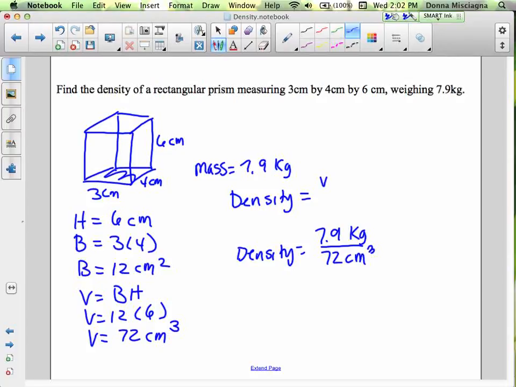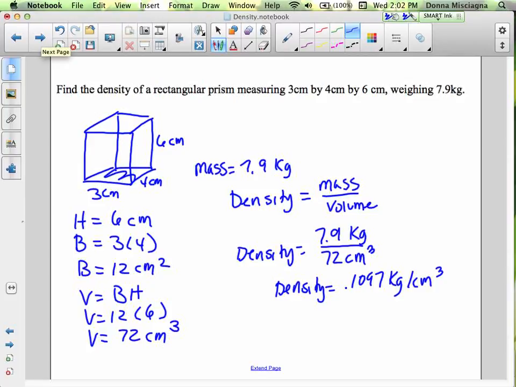So just a reminder that density is the mass divided by the volume, and then if somebody could simplify that for us. What is it again? 0.1097, and this is kilograms per centimeters cubed.